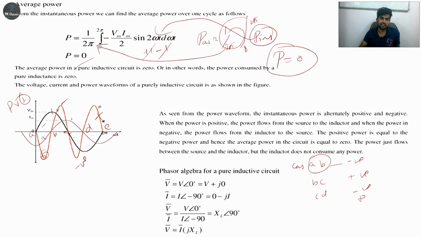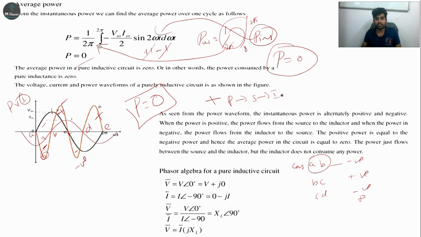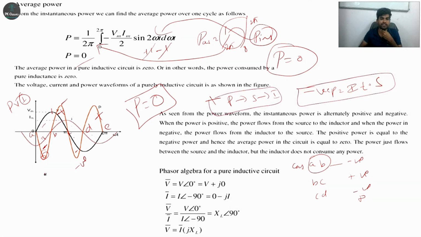This is positive, this is negative, positive, negative. So positive power is equal to negative power. Over one half cycle, you'll get 0 power. If power is positive, power flows from source to the inductor. If power is negative, it flows from inductor to source. By observing this diagram, we'll come to know the pure inductor does not consume any power.